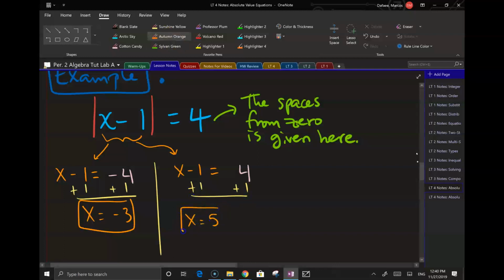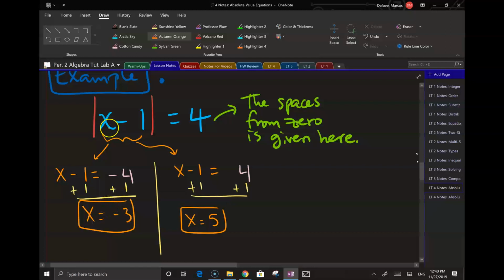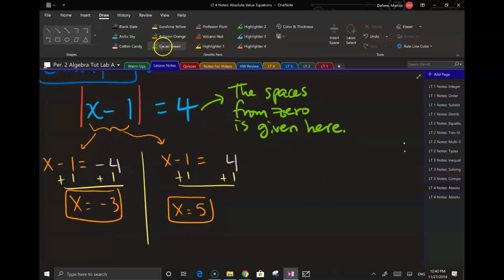That's our second answer. As you can see from our answers, compared to the first example where we had 3 and negative 3, here we have two different values that are not inverses of each other, negative 3 and positive 5. What each answer means is that if we were to replace the x with the value that we got, we should see that what we get is the number 4, which represents 4 spaces from 0. Let's give that a try right now.